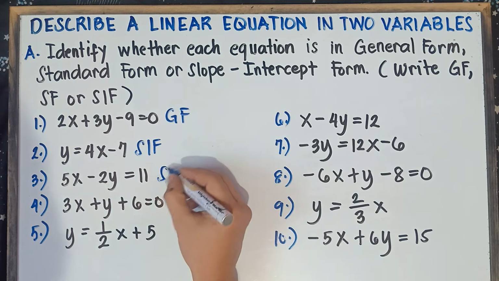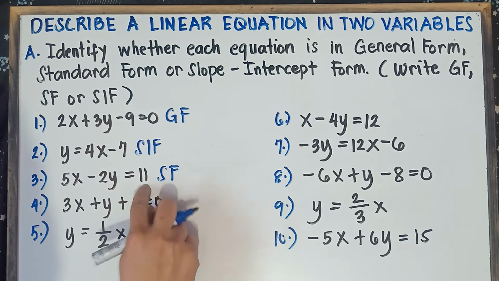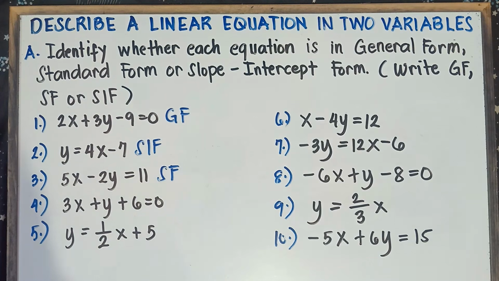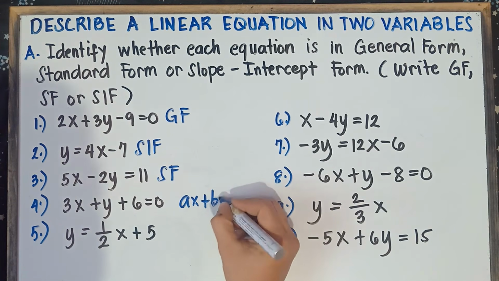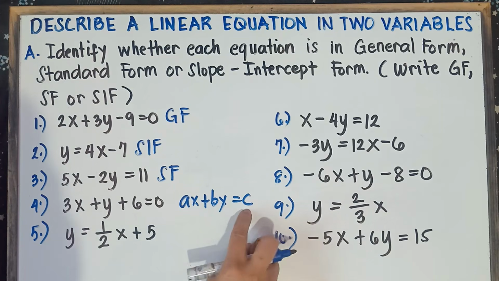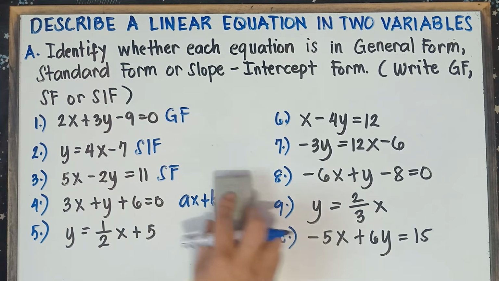So this is standard form. The last number is the constant, which is equal to c. Once again, for standard form, the equation is ax plus by equals c. The last number is the constant. So the constant would be positive 11.